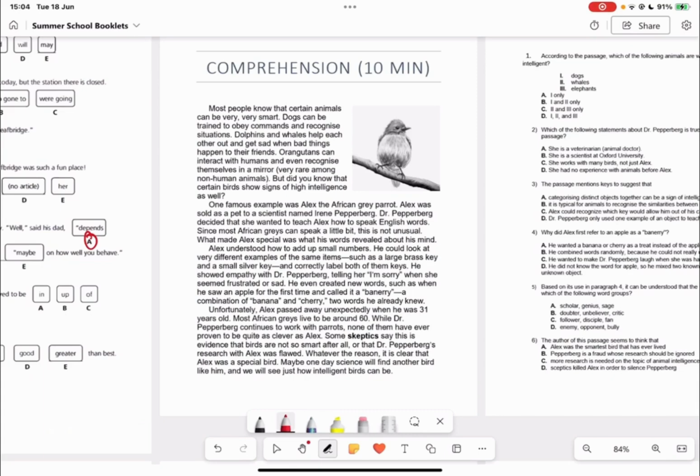Unfortunately, Alex passed away unexpectedly when he was 31 years old, and most African greys live to be around 60. While Dr. Pepperberg continues to work with parrots, none of them have ever proven to be quite as clever as Alex. Some skeptics say this is evidence that birds are not so smart after all, or that Dr. Pepperberg's research with Alex was flawed.